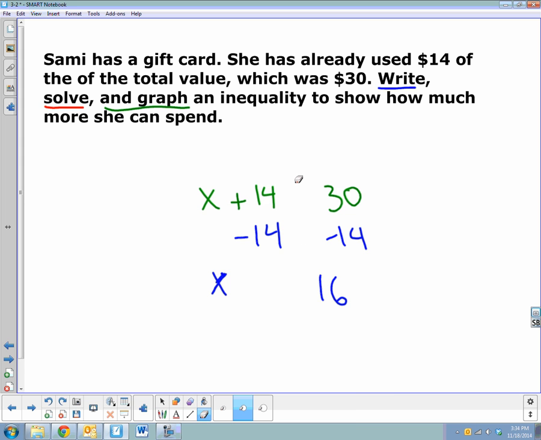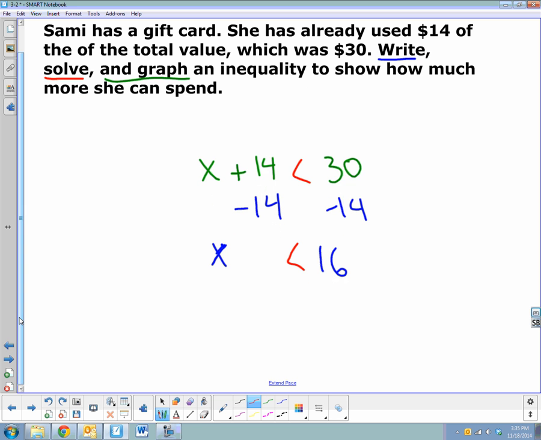If we wrote the inequality the other way, if we said x is greater than 16, that would be wrong. If she spent $20 more, if x was 20, 20 plus the 14 she'd already spent would be $34. That's too much. She doesn't have $34 to spend. She only has $30 to spend. And so that inequality would be that x plus 14 is less than 30, which gives us a solution of x has to be less than 16. She could spend anything under $16.